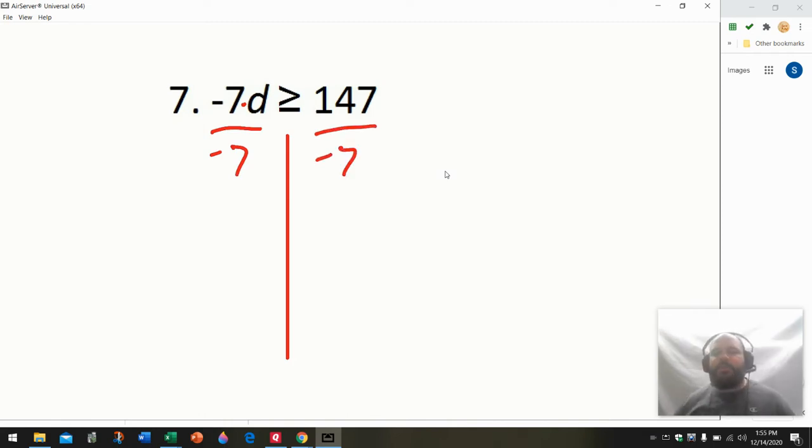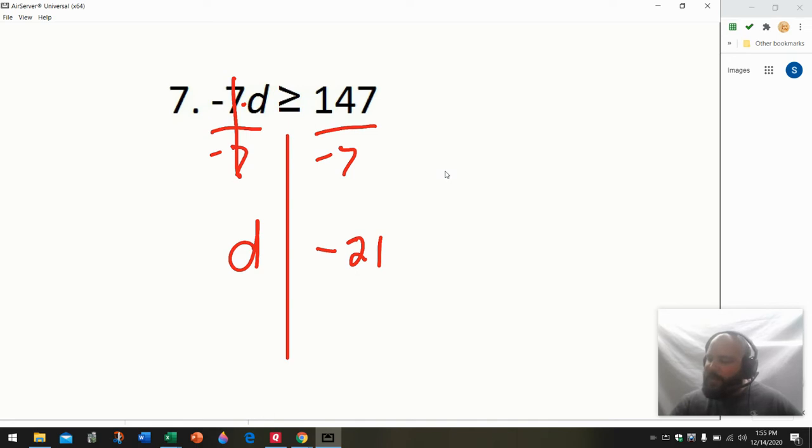But this is where solving inequalities is slightly different than just solving an equation. And that key difference is if you multiply both sides of the equation, or excuse me, the inequality, or you divide both sides of the inequality by a negative. And in this case, we are dividing both sides of this inequality by a negative. And when that happens, there's one key difference, and this is the difference. The negative 7s cancel. The 147 divided by negative 7 is negative 21.